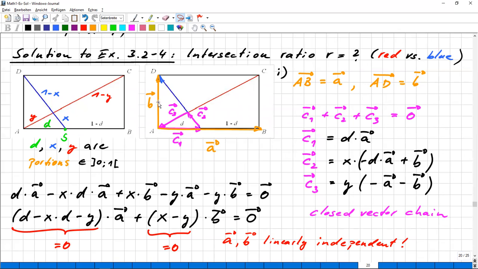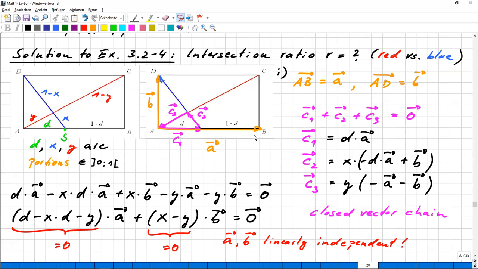Let's say this is a two-dimensional vector space. We use vectors all along, and I say this vector from point A to point B I call basis vector A, and the second one from A to D I call vector B. So this is my basis in this vector space, A and B. Obviously, they are linearly independent, so this is a valid basis.